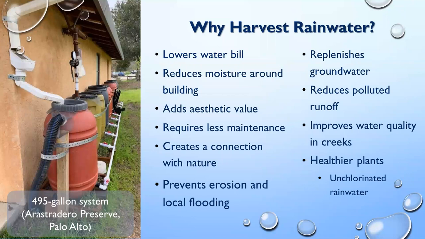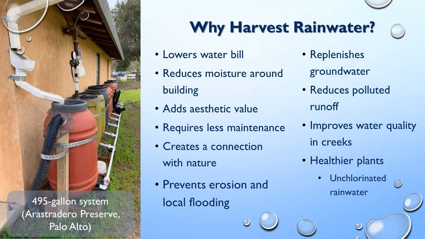So we're going to look at some of the obvious reasons. We save water because we're going to be using some of that rainwater again rather than using municipal water, so that's going to lower your water bill. It also helps with moisture around your building because it's taking some of that water that would have gone straight around your building and holding it for a period before using it in a drier season.